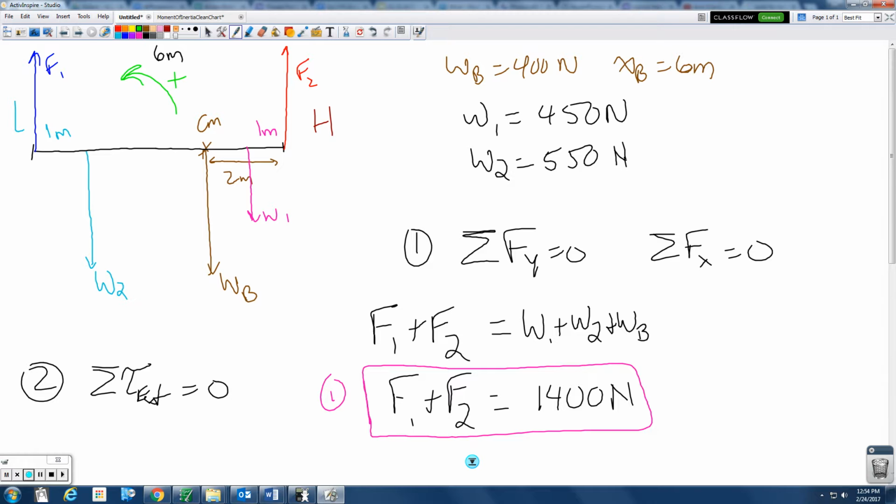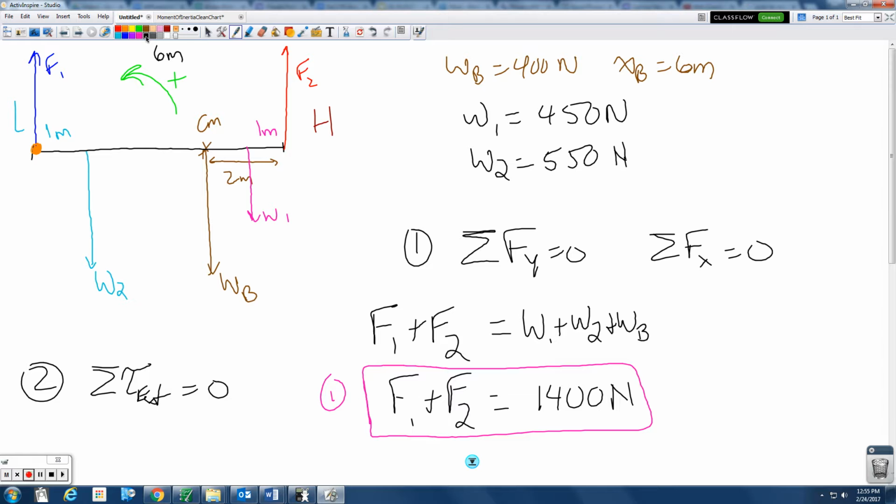I think I did this last time using the location of F2 on the right side as the axis of rotation. So I'll pick F1 this time. Let's see if hopefully I get the same answer. Pick that as the axis of rotation. So the torque produced by F1 is eliminated from this perspective.